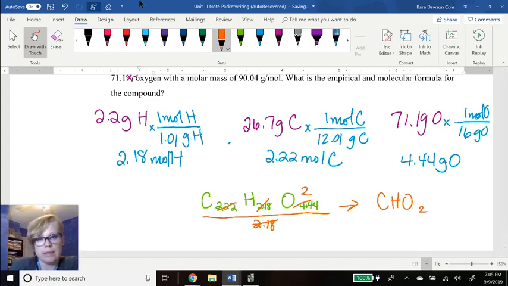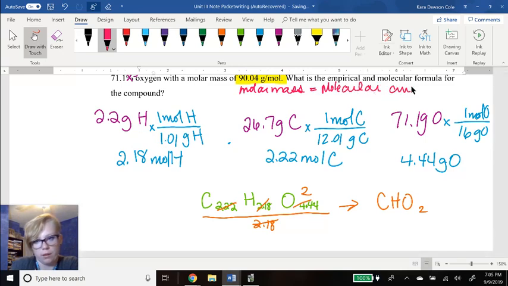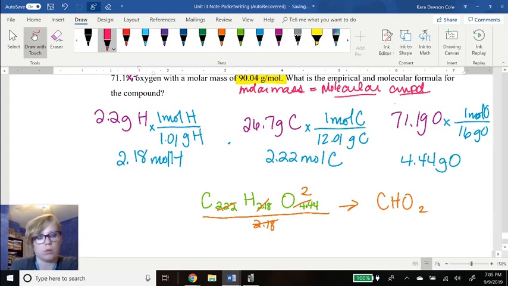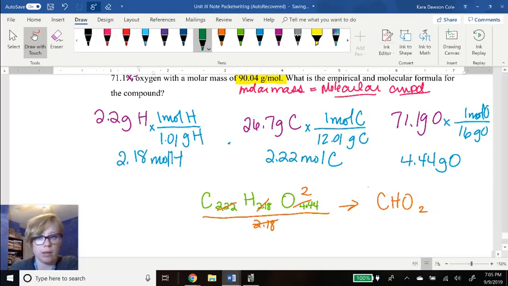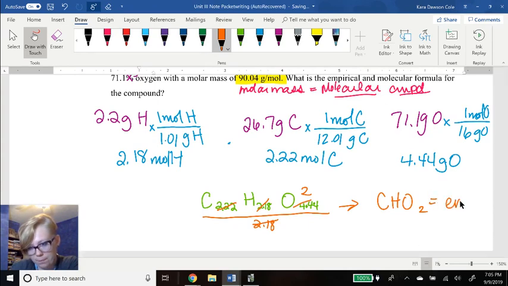Now, I was given in here my molar mass. I was given 90.04 grams per mole. That is my molar mass for the compound, the molar mass of the molecular compound. So the molecular compound has a molar mass of 90.04. My next step is to get my molecular formula, because I want my molecular formula. This is just my empirical formula.